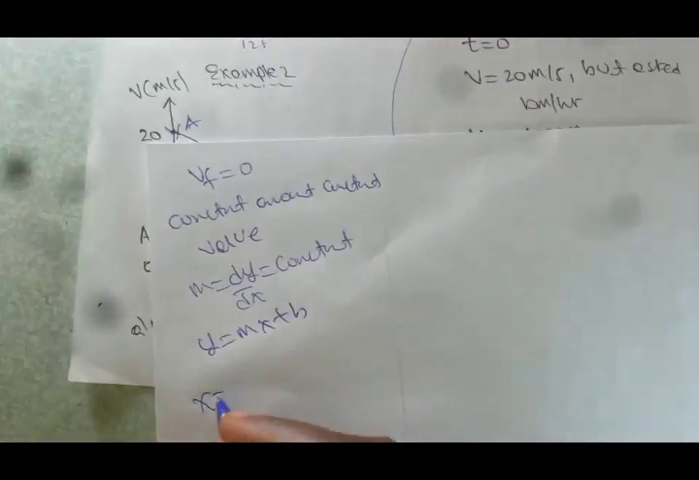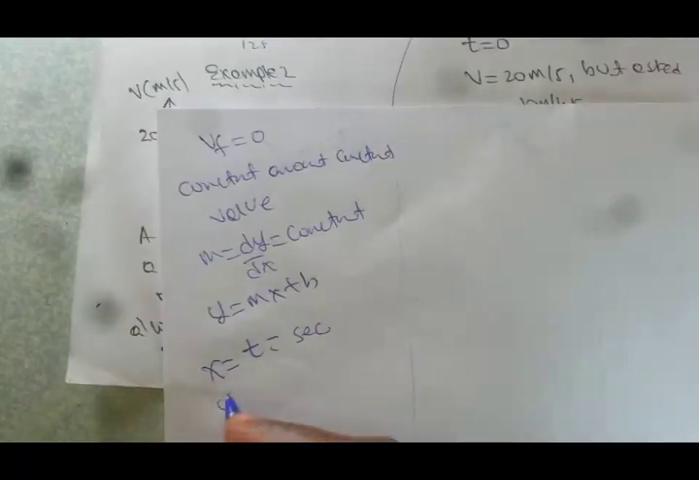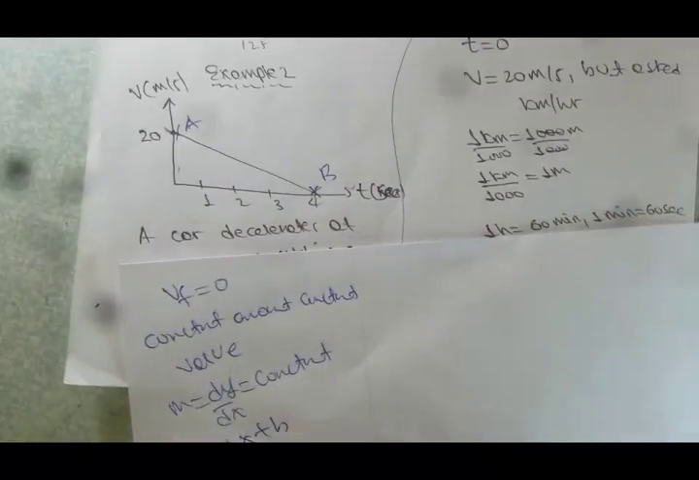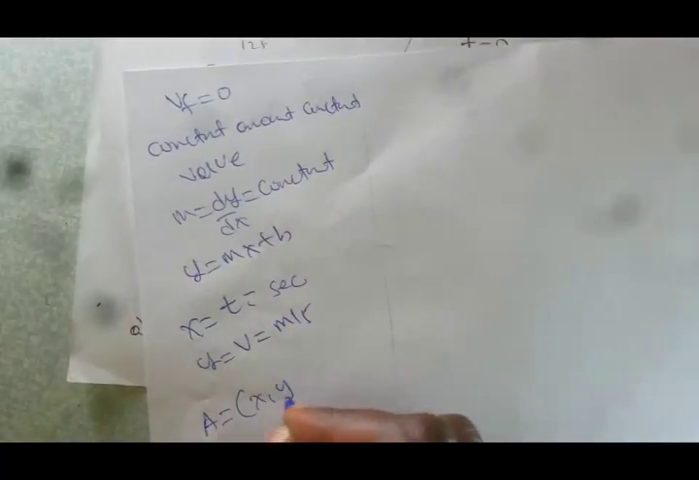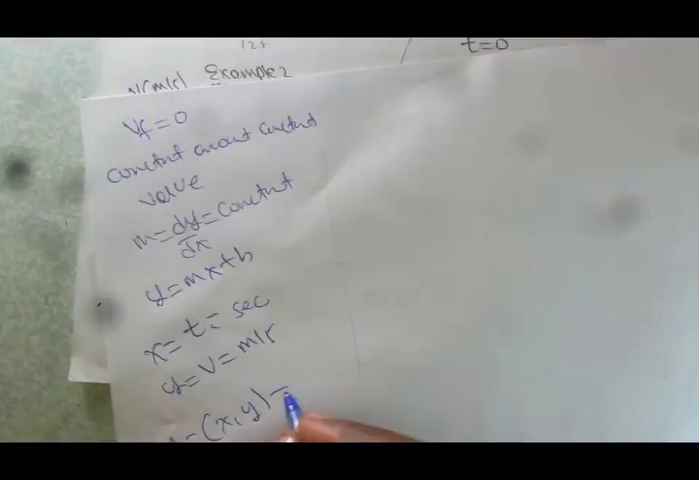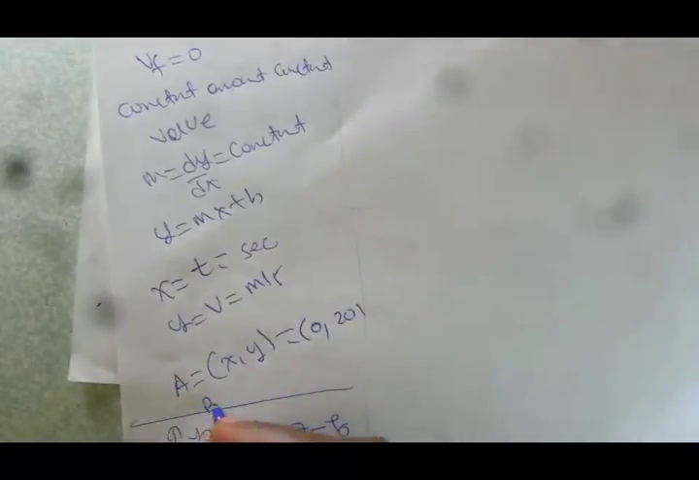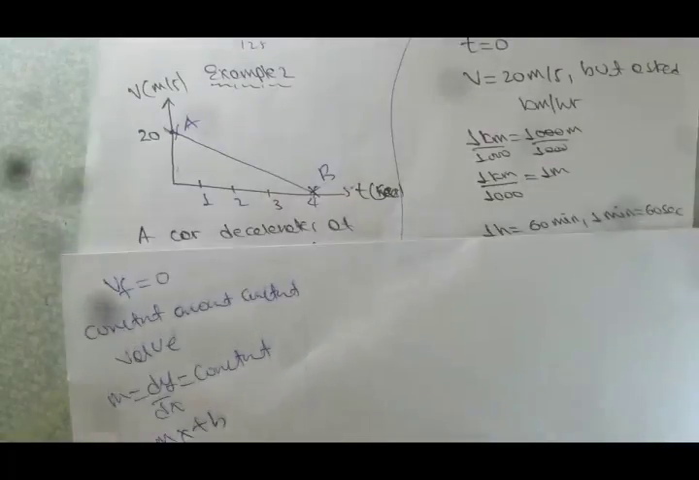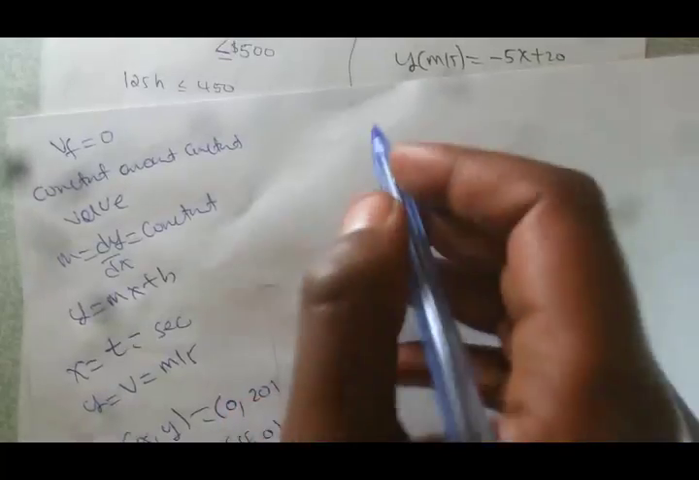First, what does x represent? T in terms of seconds. Y represents V in terms of meters per second. So point A has x and y coordinates. What is the value of x? 0. The value of y is 20. Point B has x and y coordinates. The value of x is 4. The value of y is 0. And we are required to calculate the slope-intercept equation.